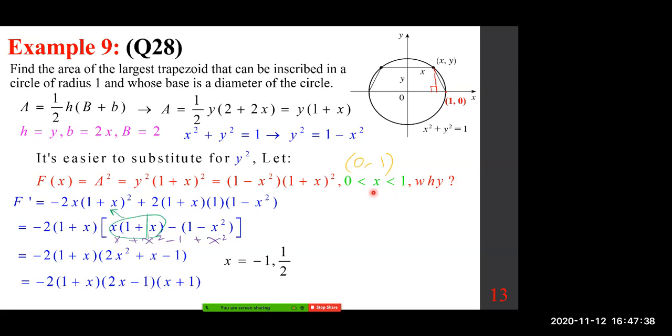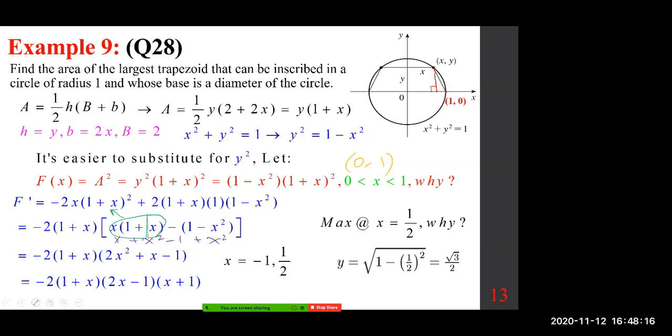But let's go back. X can only be between 0 and 1. So the only acceptable answer is 1/2. Negative 1 is out. And so we can find y. Let's go back here. Y squared is 1 minus x squared. So 1 minus 1/2 squared makes it 1 minus 1/4 or 3/4. So y is square root of 3/4, or square root of 3 over 2.